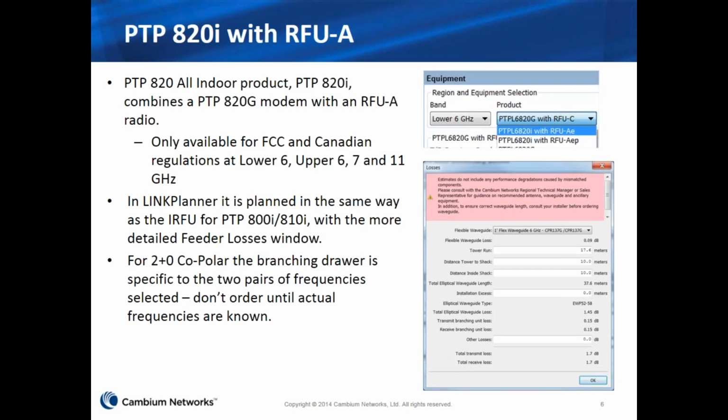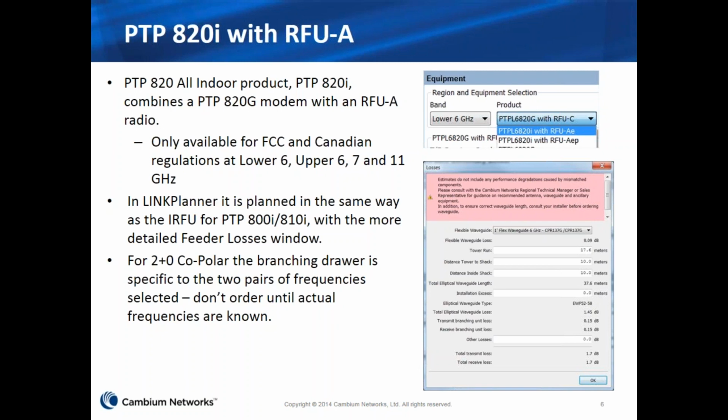On the PTP 820i, this is an all-indoor system and it's built on the PTP 820G modem, so you'll see a lot of the same functionalities and features that are available for the other PTP 820G products. We then combine that with an RFU-A radio, which is an indoor rack-mounted radio, a similar concept to the iRFU that we have on PTP 800 and 810. We're only supporting this at the moment in the FCC and Canadian regulations with the ANSI product in these frequency bands.